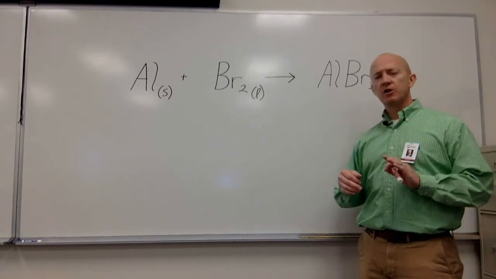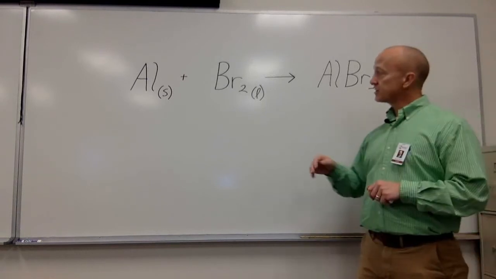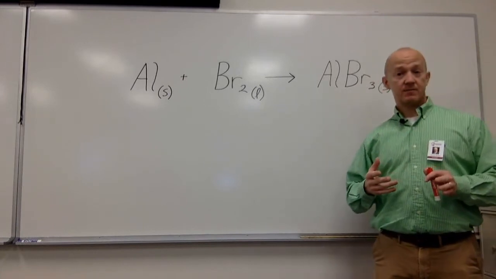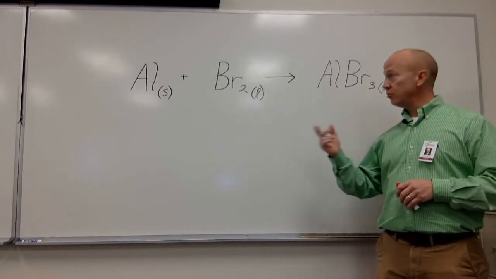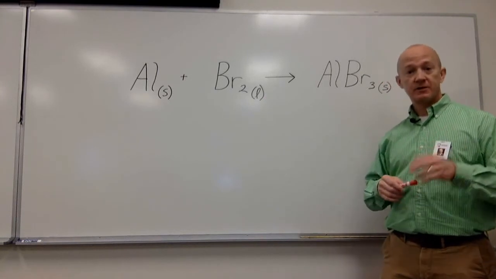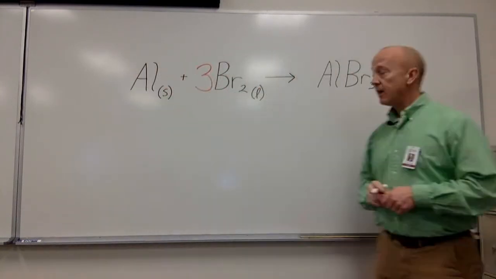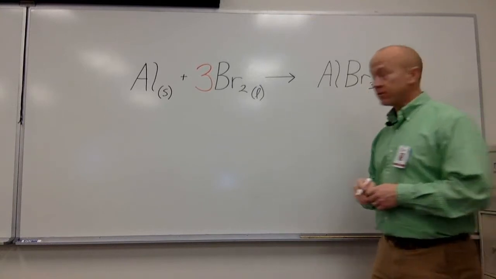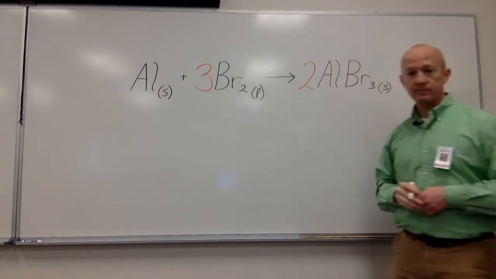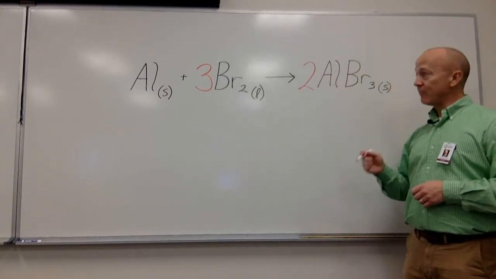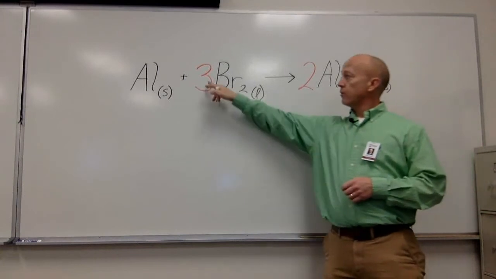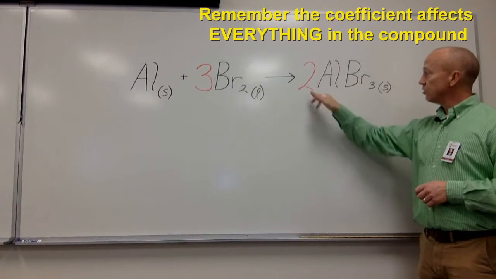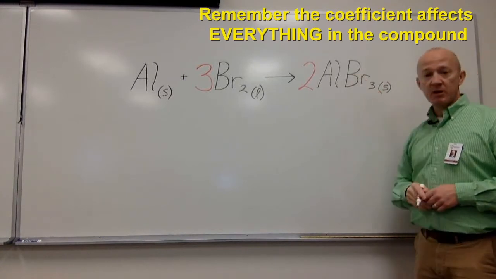It might help to think in terms of the least common multiple. In this case, the least common multiple of 2 and 3 is 6. So how many times will 2 go into 6? 3 times. So I'll put a 3 there. How many times will 3 go into 6? Twice, correct. So I'll put a 2 there. And now I have balance in my bromine. 3 times 2 gives me 6 bromines on the left. 2 times 3 gives me 6 bromines on the right.